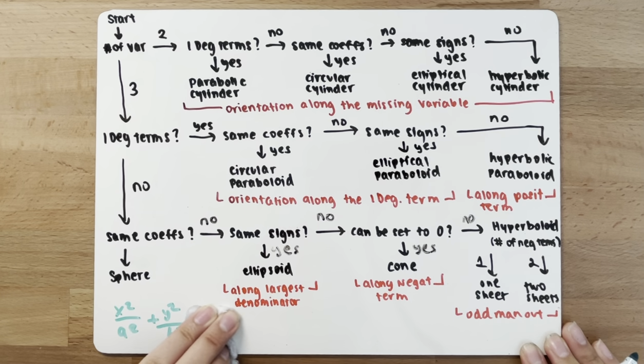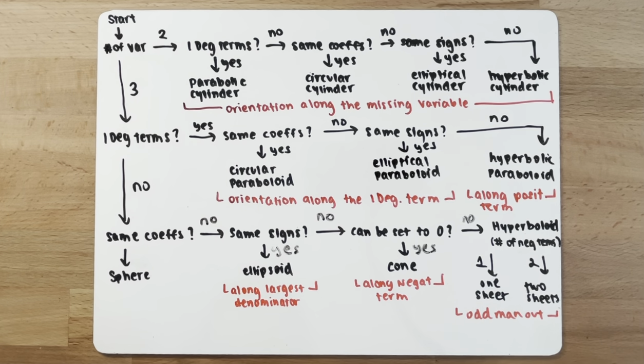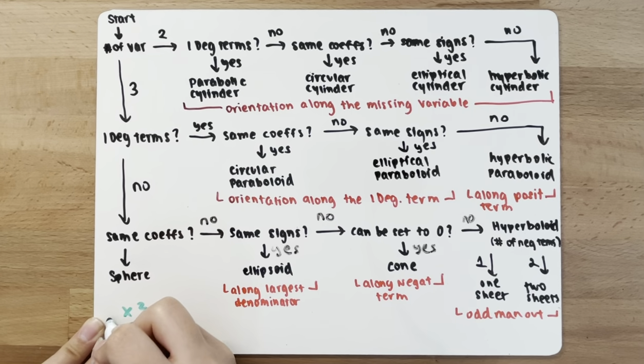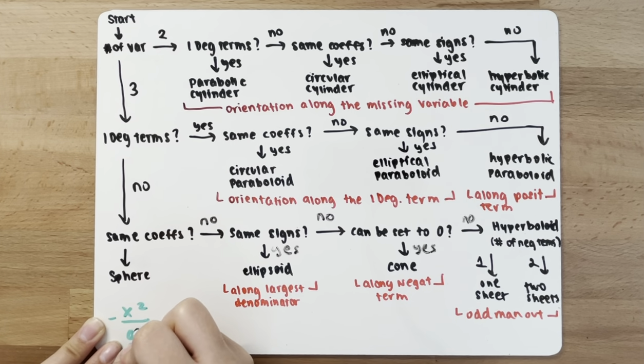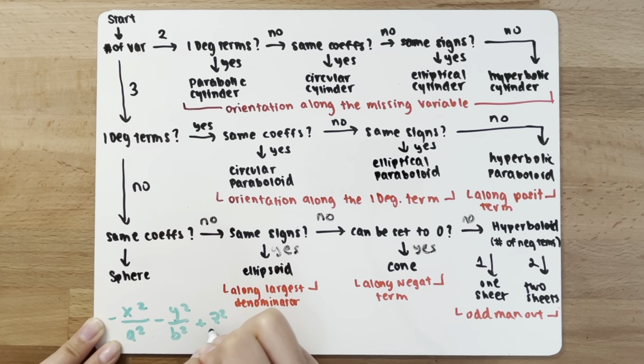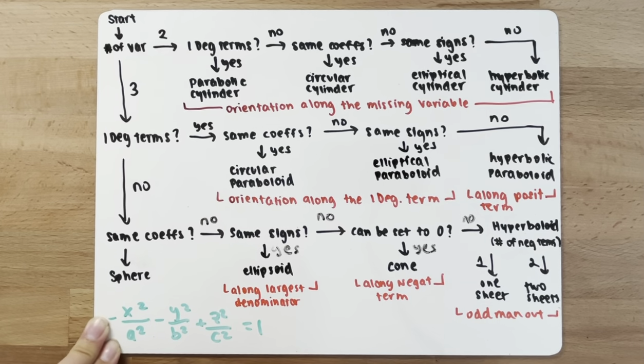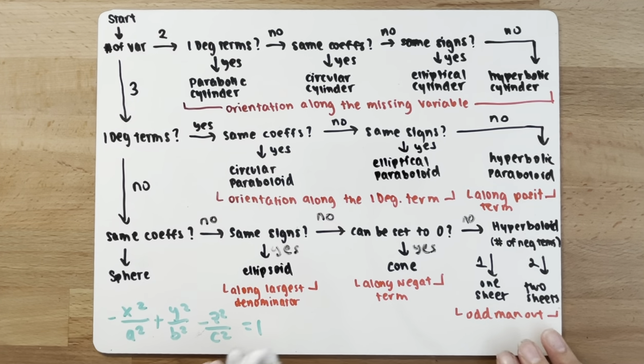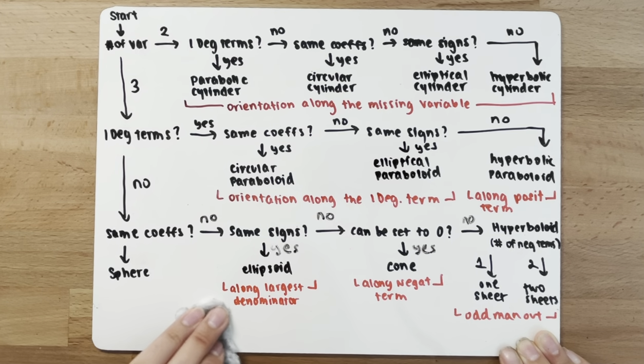Now, with hyperboloids, this is the odd man out. For example, let's say this is an equation for a hyperboloid of 2 sheets: negative x squared over a squared minus y squared over b squared plus z squared over c squared equals 1, okay? The orientation will be along the z-axis because the z value is the only positive value. The rest are negative. If, say, for example, the y value is the only positive value, then the orientation will be along the y-axis. And with that, you know how to classify the 3D shapes.